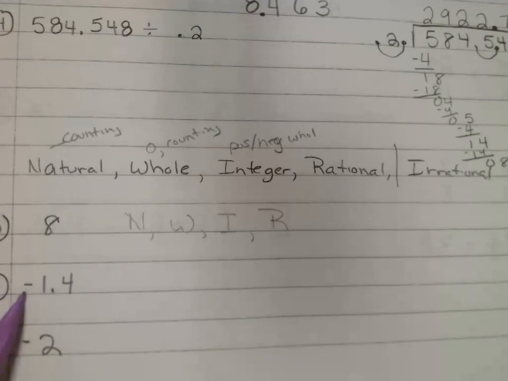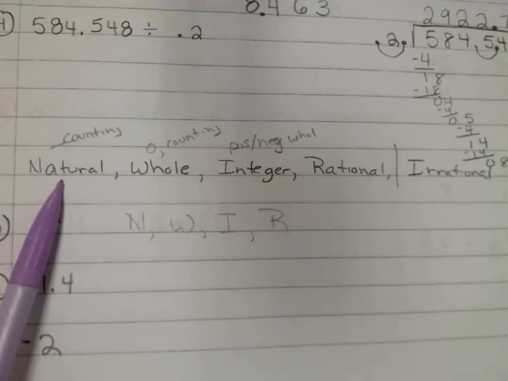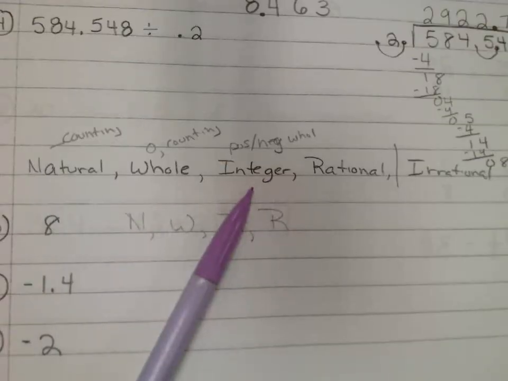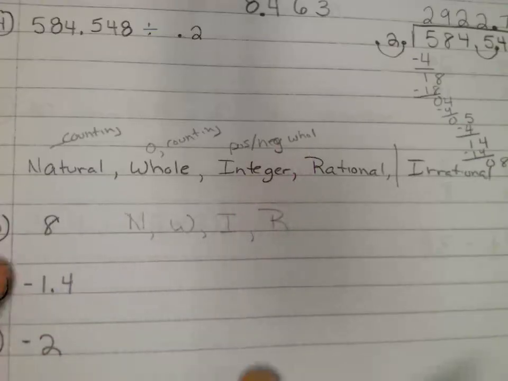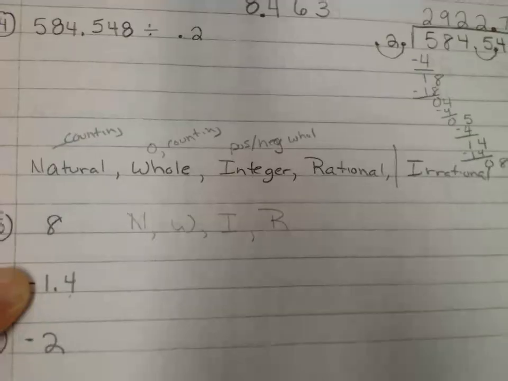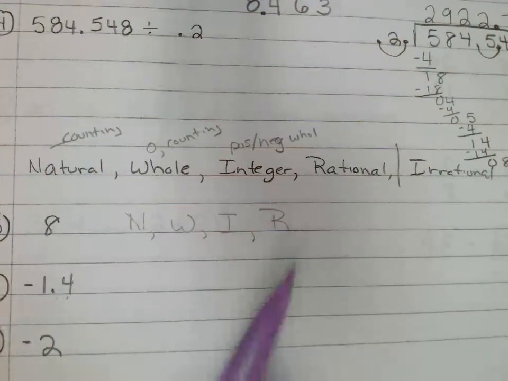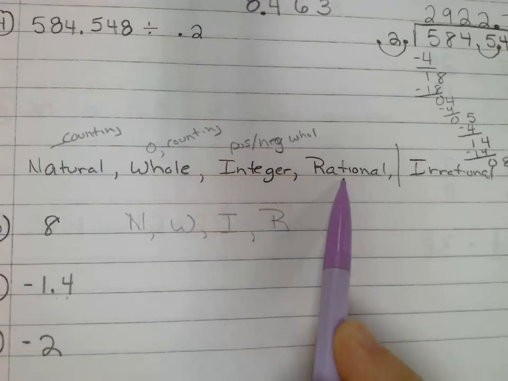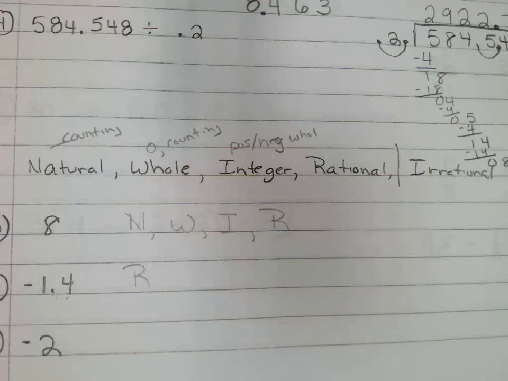Okay, now let's go to the negative 1.4. So let's start with, is it natural? Is it whole? Is it an integer? Positive or negative whole number? So if I take off the negative, is 1.4 a whole number? No. So if it's not a whole number, then it's not going to be an integer. Okay, is it rational? Yes. So if it's rational, that's all that it's going to be. Just rational.